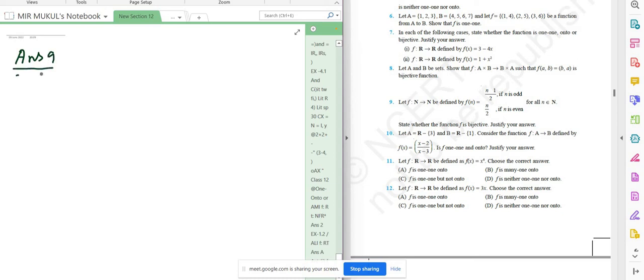Answer 9. Here function f from N to N and f(n) equals, it is (n minus 1) by 2. Please check your book. Is it (n minus 1) by 2 or (n plus 1) by 2?